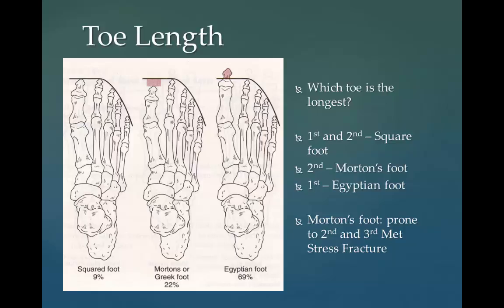If your second toe is longer than your first toe, then you have what's called a Morton's foot or a Greek foot. Approximately 22% of the population has this type of foot. If your first toe is the longest, then you have an Egyptian foot. Approximately 69% of the population has an Egyptian foot. Since the great toe was designed for carrying more weight and load than the second and third metatarsals, it is not uncommon to see stress fractures in individuals who have a Morton's foot.